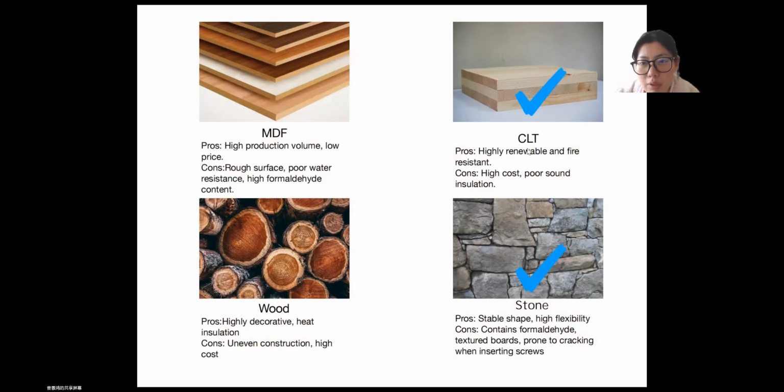As for the material choosing and testing, I finally chose CLT and stone. CLT is highly renewable and fire resistant, however it sometimes has poor sound insulation. As for stone, it is much cheaper than wood and has a stable shape, but when inserting screws, it is prone to cracking.